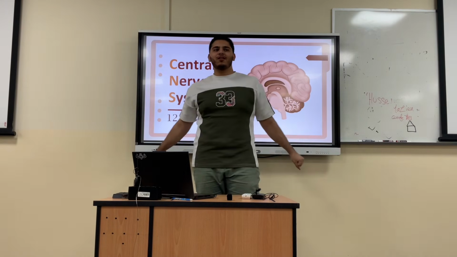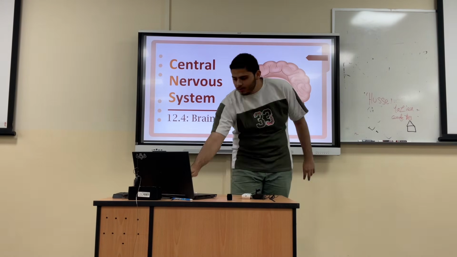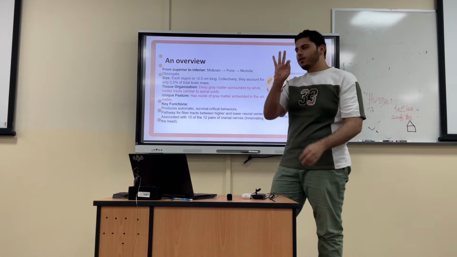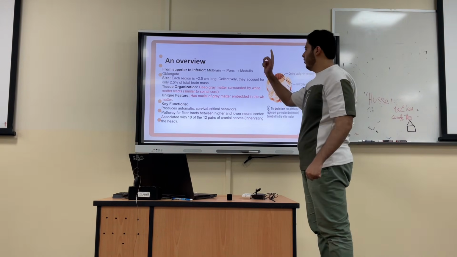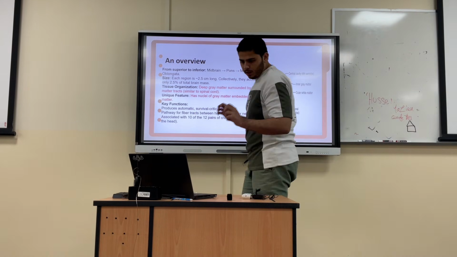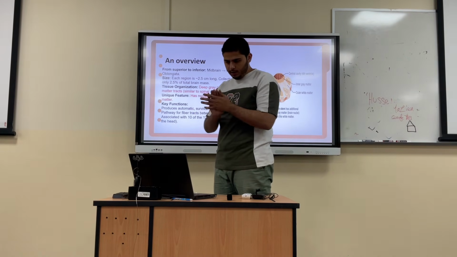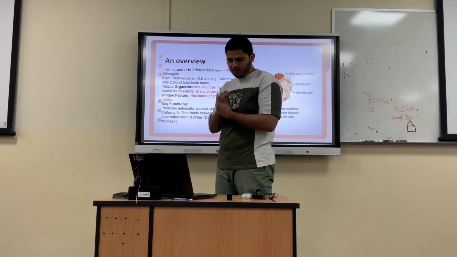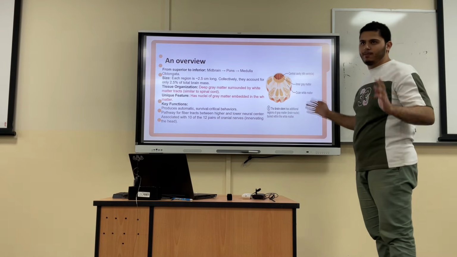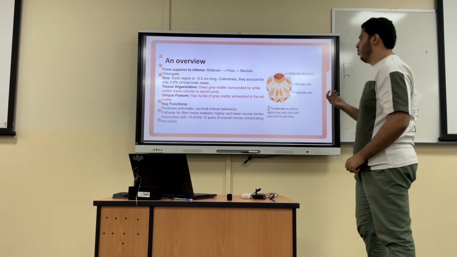Okay, now guys, let's dive into the brainstem. From superior to inferior, it starts from three parts: the midbrain, then the pons, then the medulla oblongata, then the spinal cord. Each region of the brainstem is 2.5 centimeters long. They account for only 2.5% of the total brain mass, which is something small.